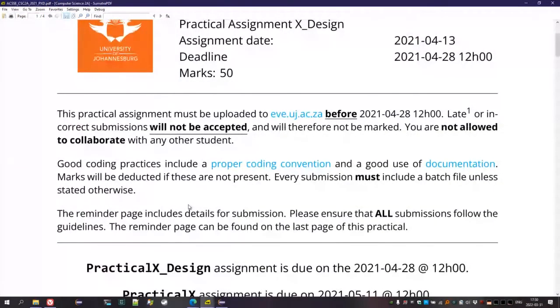So these dates are still going to be 2021, but you can use the learning guide as it is on Eve right now for the dates for this year, 2022. You can start working on it right now if you want to.